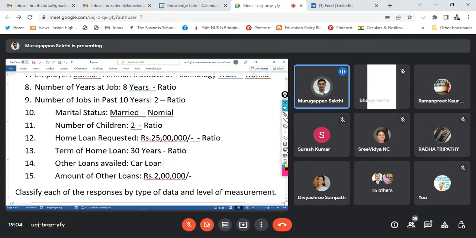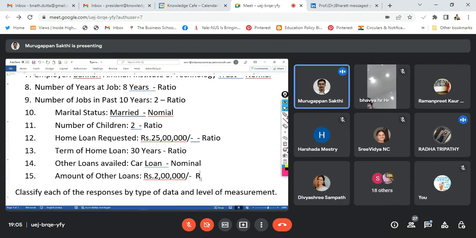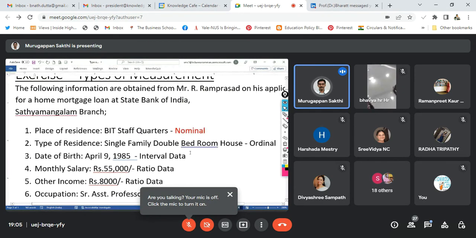Other loans availed. You are asking? Nominal data, sir. It's a nominal data because you can't say the car loan is better than the jewel loan; you can't order it. So this is only for identification or classification purposes. And the amount of the other loans? Ratio data.